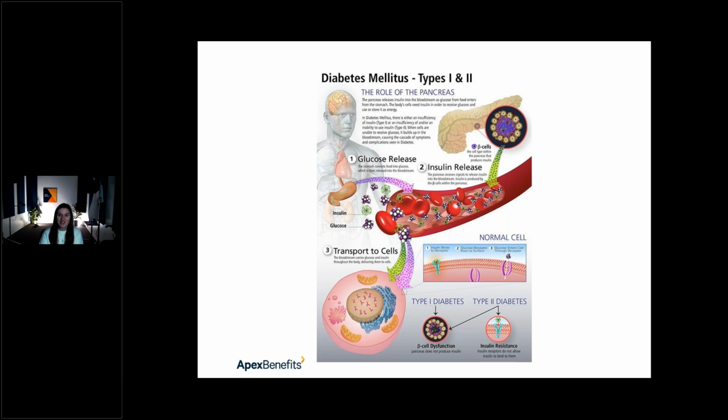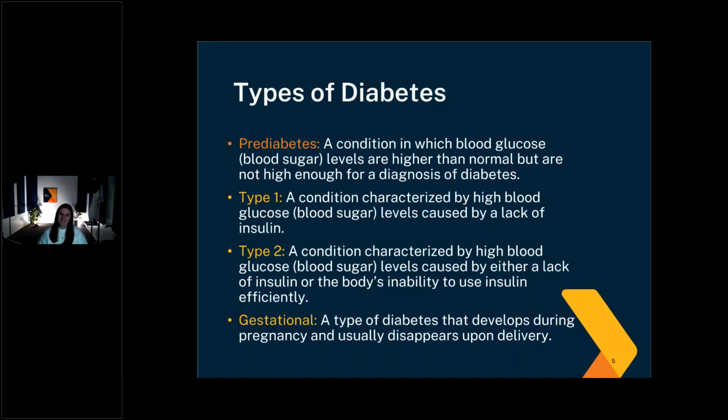That's, at a high level, what you need to know. We need sugar to create energy for our body to function, and that sugar can only turn into energy if it enters our cells, which is what insulin allows it to do. Okay, so if you're following me on that, let's talk about the different types of diabetes.